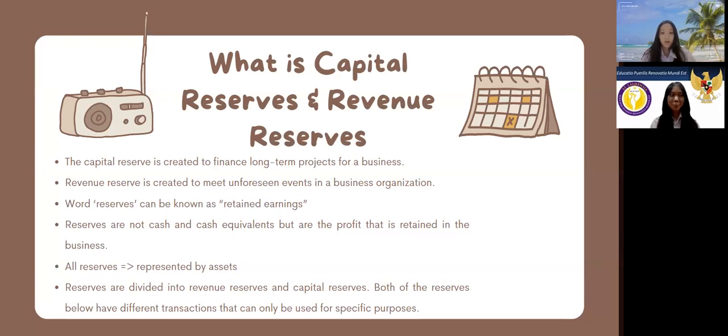All reserves are not sources of cash, so all amounts are represented by the assets. They are not liquid enough to be used for the payment of dividends, so reserves are divided into revenue reserves and capital reserves. Both of the reserves have different transactions that can only be used for specific purposes.